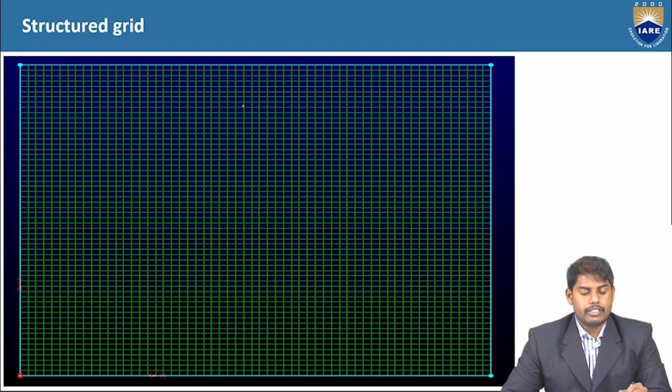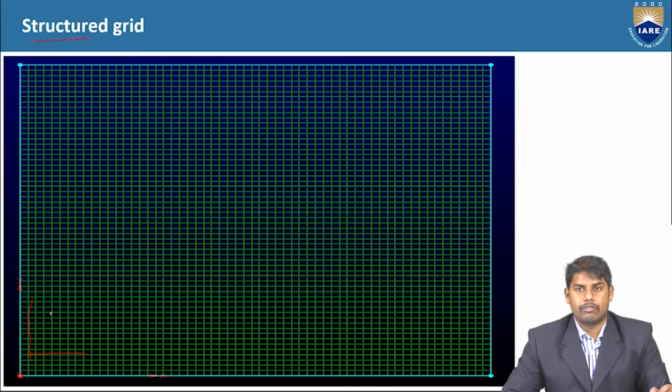And in today's lecture, we're going to see what types of grid we have. Basically, there are two types of grid: a structured grid and an unstructured grid. First, we will see what a structured grid is. Basically, the meaning of a structured grid is that here you have lines going along the x direction, and lines going along the y direction.